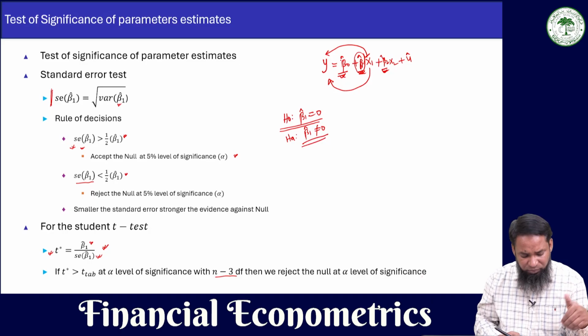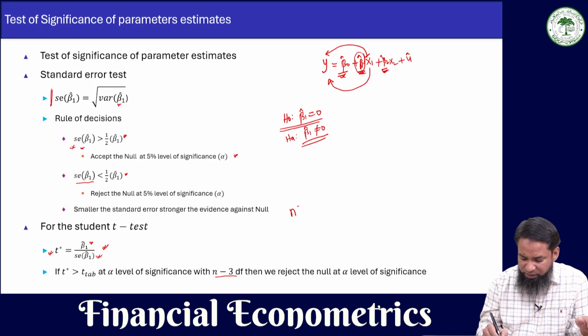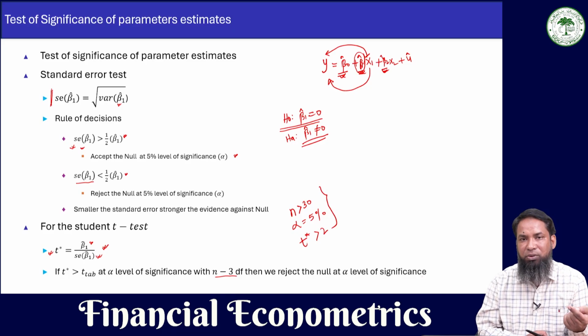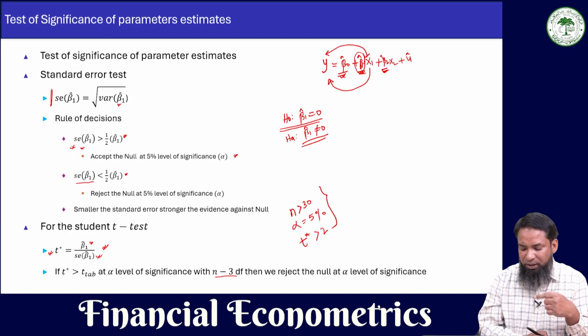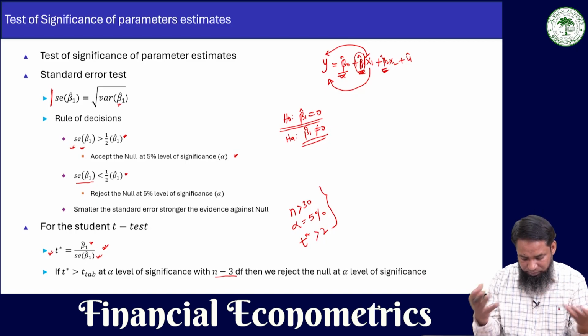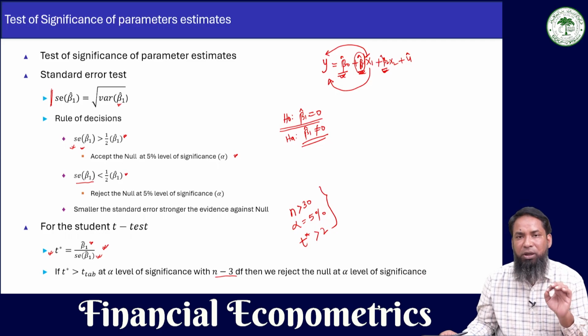There is a certain rule of thumb we can share here: if the number of observations is more than 30 and the level of significance is 5%, and if the t value is more than 2, then it will be significant. That means we can reject the null hypothesis. So if the number of observations is more than 30, the level of significance is 5% and the value of t is more than 2, then we could reject the null and say that beta 1 is not equal to 0, and whatever value we get for beta 1 is statistically significant.